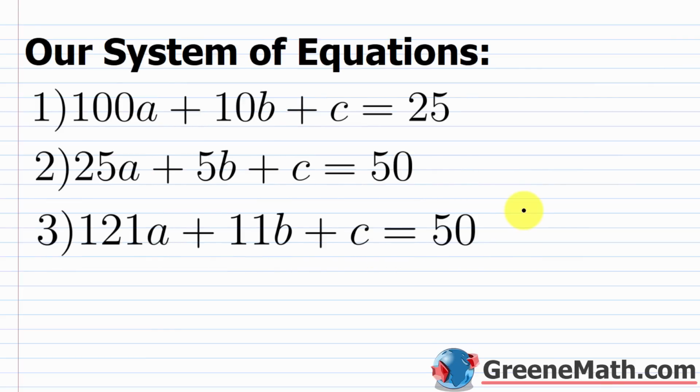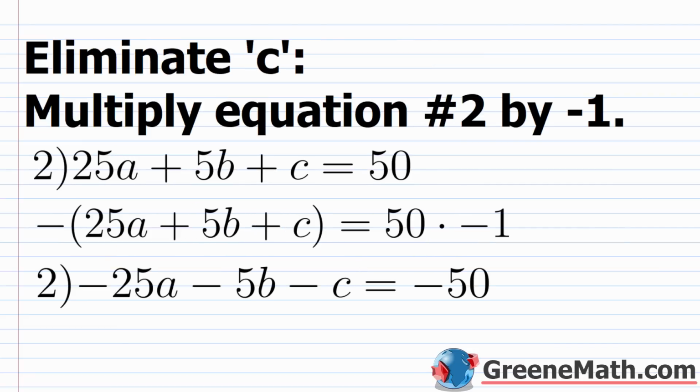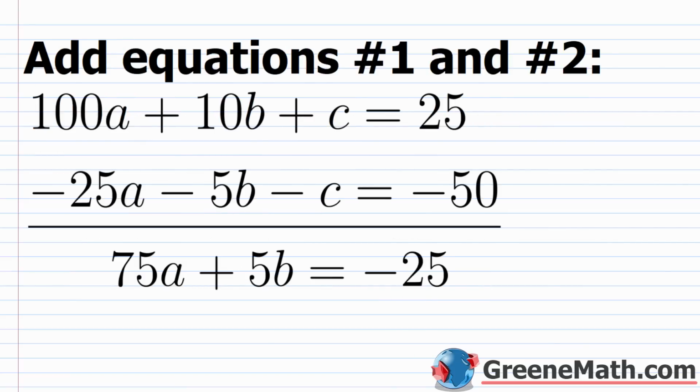All right, so we come down here and we have our system of equations. So equation number 1 is 100a plus 10b plus c equals 25. Equation number 2 is 25a plus 5b plus c equals 50. And then equation number 3 is 121a plus 11b plus c is equal to 50. So once again, we're going to eliminate c. We're going to multiply equation number 2 by -1. And so when we do that, our modified form of equation number 2 becomes -25a minus 5b minus c is equal to -50. So now we're going to add equations number 1 and number 2.